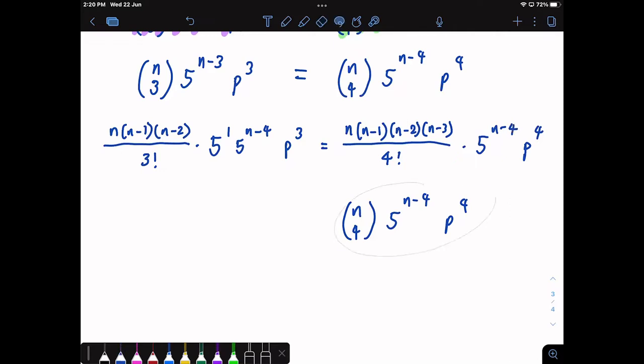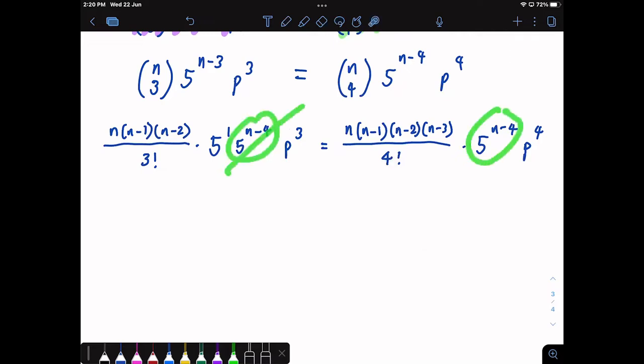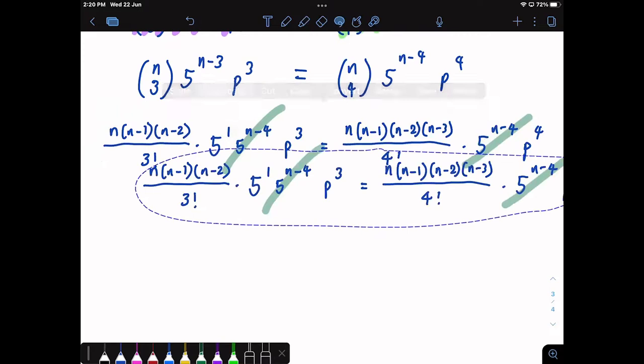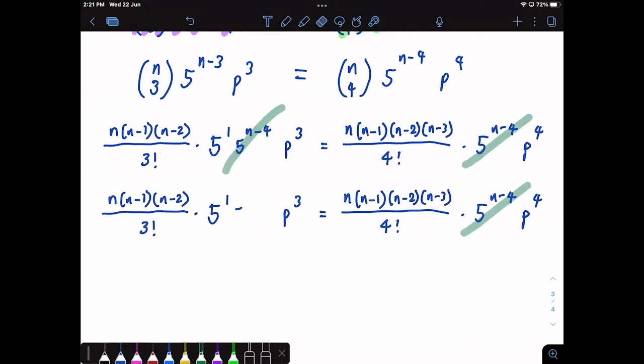Okay, good. So how do you simplify this? What you should realize straight away is 5 power n minus 4 cancels. Okay, let's just do it step by step. Copy and paste, and then remove the one we cancelled. Anything else to cancel? The p to the power 3. So this one is left with a single p. Just to be neat, I'm going to rewrite it again.